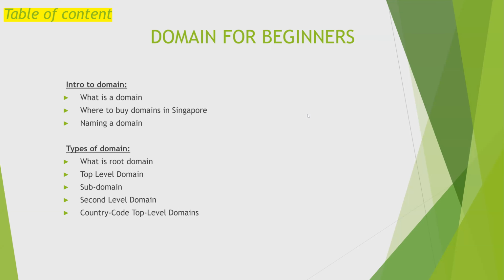We're going to go over the types of domains. We have the root domain, top level domains, subdomains, second level domains, and country code top level domains. I'm pretty sure a lot of us work on international campaigns, so you probably know a lot about the different types of country level domains.